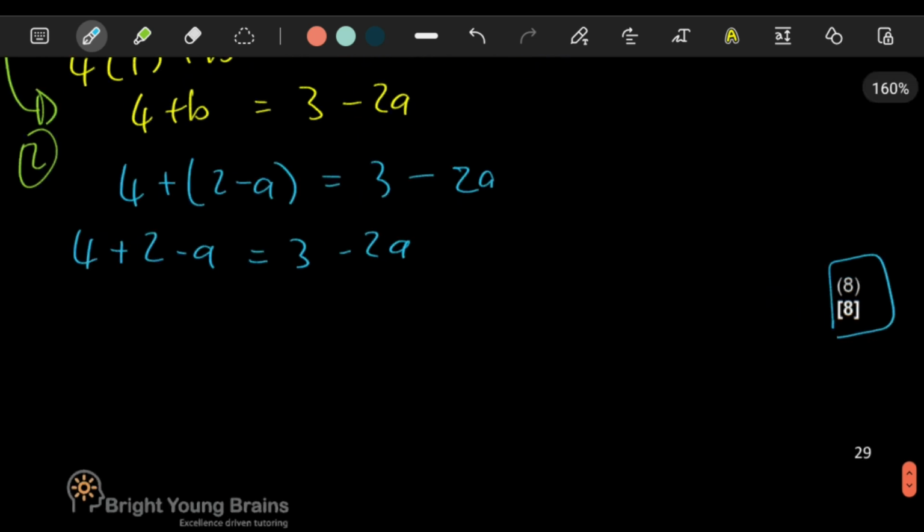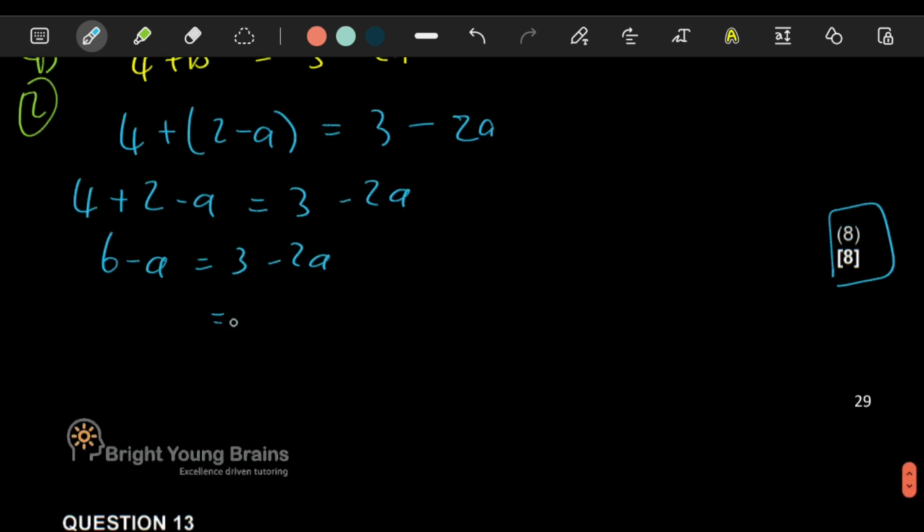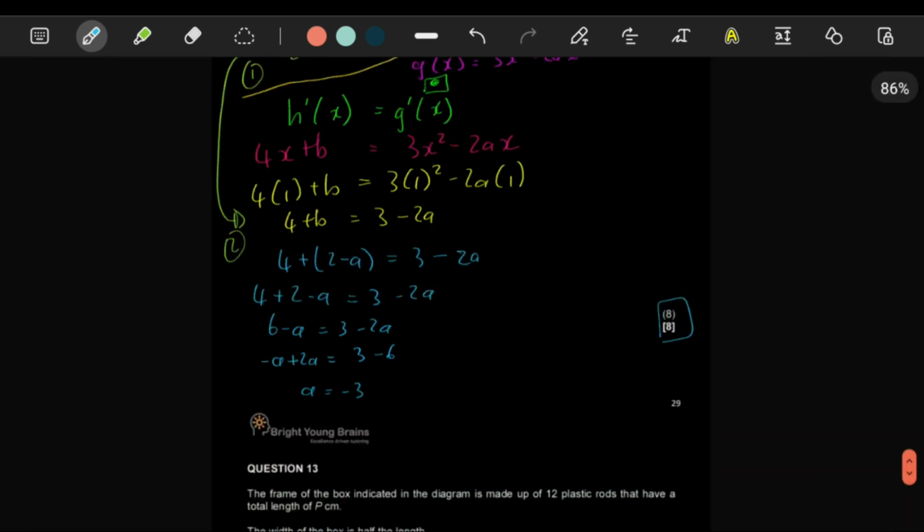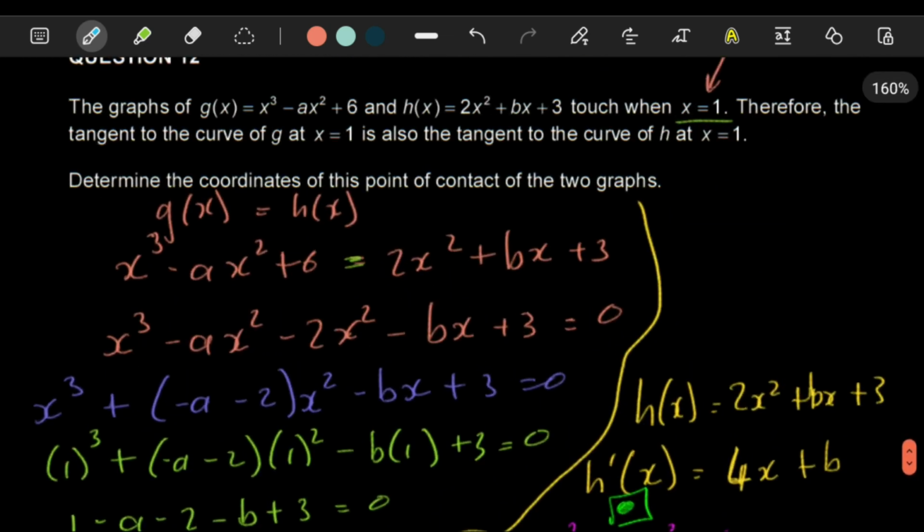What else? What is 4 plus 2? That's like 6. And then to make solving for a here, negative 2 comes over, and then 3 minus 6 over there. So this is like a is equal to negative 3. And I'm still thinking to myself, what was the question again?